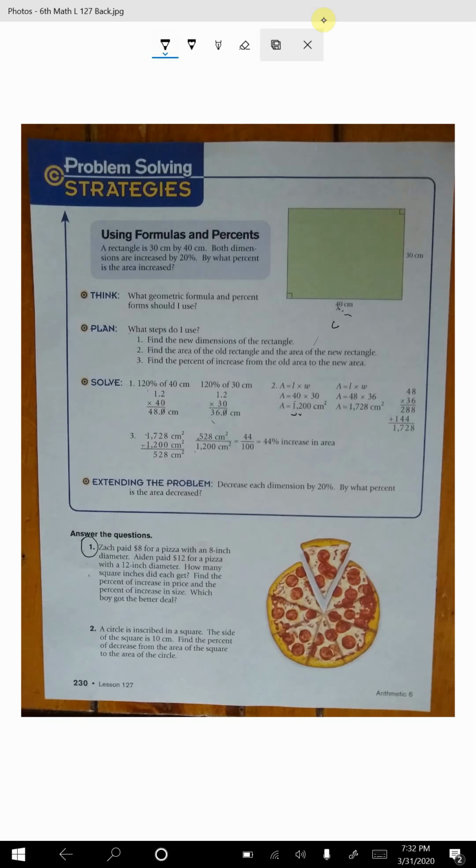So it says Zach paid $8 for a pizza with an 8-inch diameter. Okay, so we have an $8 pizza. I like to draw pictures. And it has a diameter of 8 inches. Okay? And Aiden paid $12 for a pizza with a diameter of 12 inches. Okay? How many square inches did each get? Find the percent of increase in price and the percent of increase in size, and which boy got a better deal.